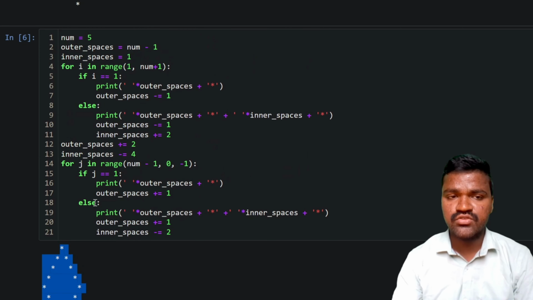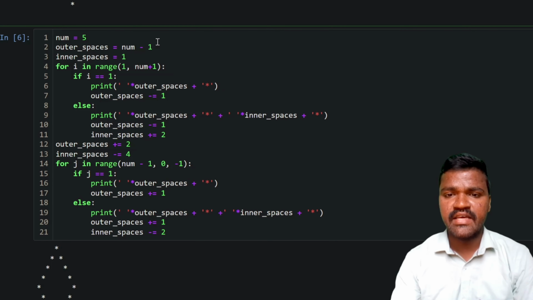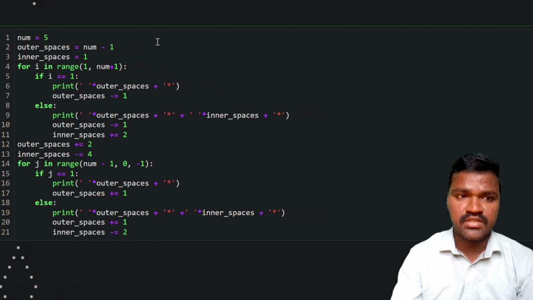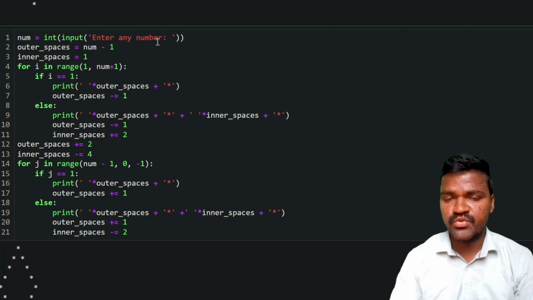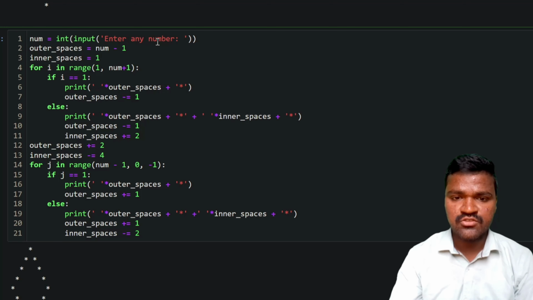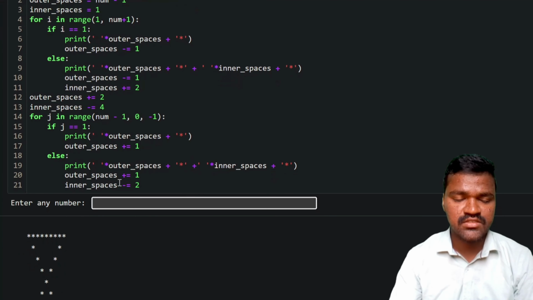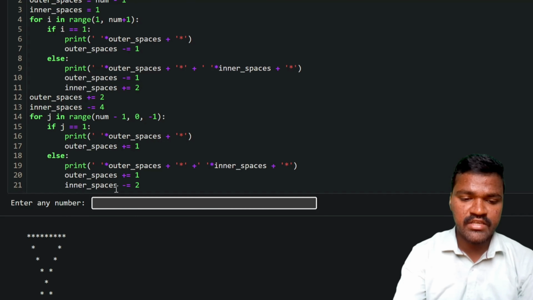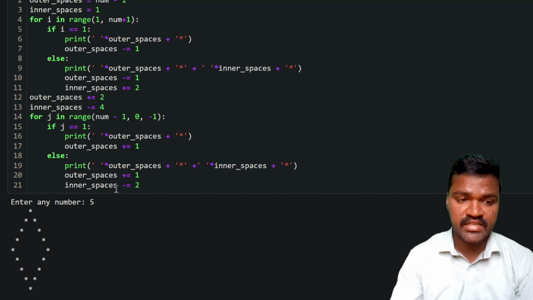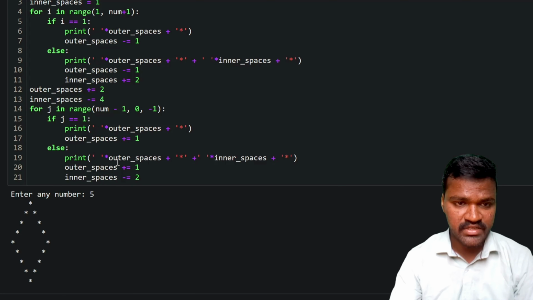Now, what we need to do is take the input dynamically from the user. For that reason, I am asking the user to enter any number. Based on the user input, we will print this particular pattern. So if I execute this, it asks to enter any number. I will give 5 here, which is what we previously gave. So we can get this particular pattern.